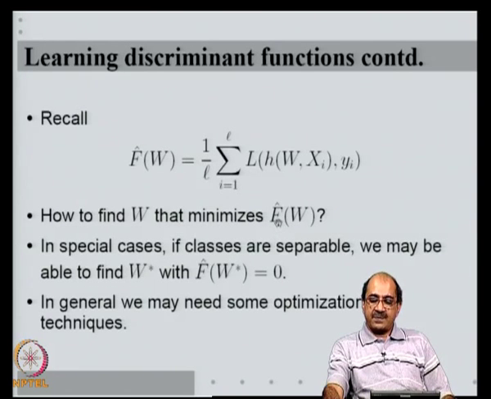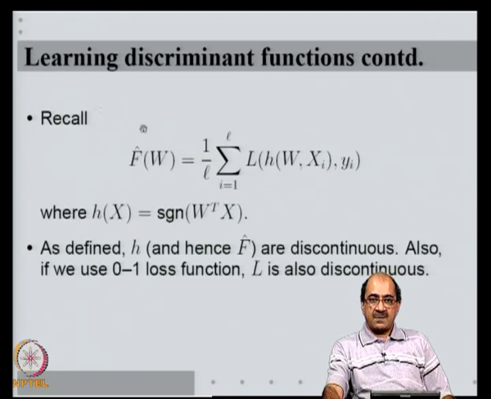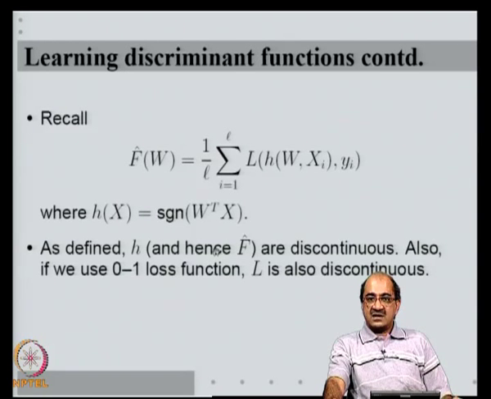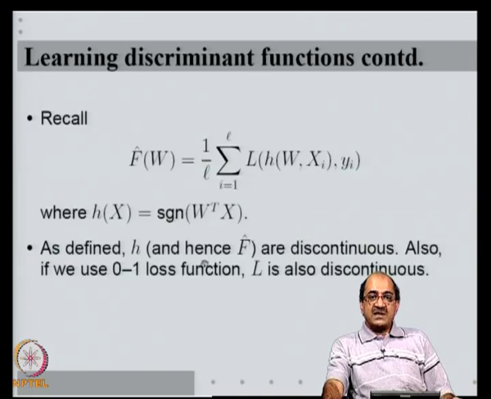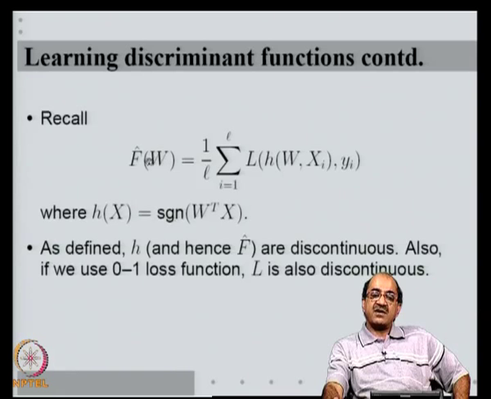Now, can we always use an optimization technique? There is still a problem. This is f hat, and let us recall that the classifier h is the sign of W transpose x. If W transpose x is greater than 0, it is one class, less than 0 another class, which means h is a discontinuous function, right. And we still haven't decided what loss function to use, but if you use 0 1 loss function, then loss function is also discontinuous. Now, irrespective of whether the loss function is discontinuous or not, if h is discontinuous, then f hat is discontinuous. If L is discontinuous, f hat is discontinuous, which means we cannot use any standard optimization algorithms for minimizing this, because we cannot even differentiate f hat.